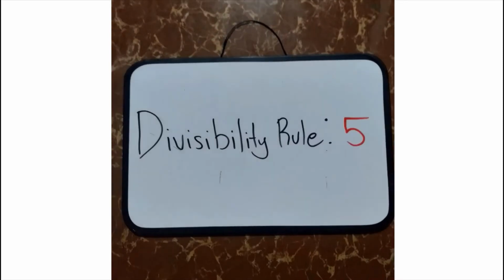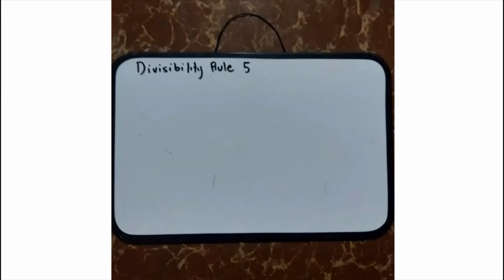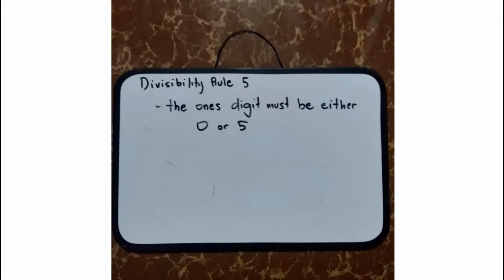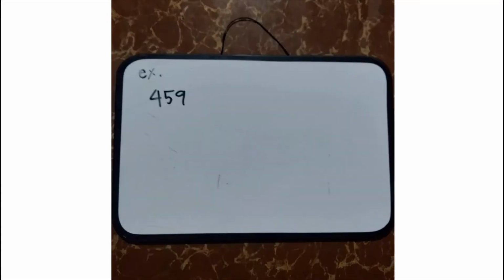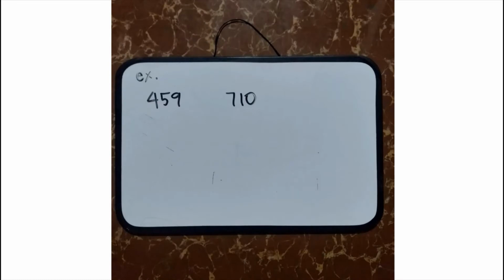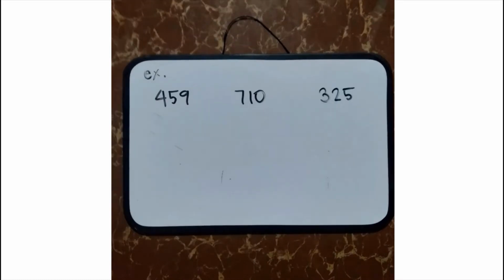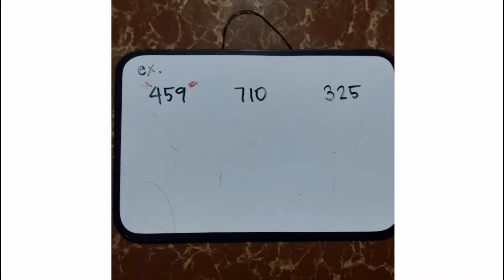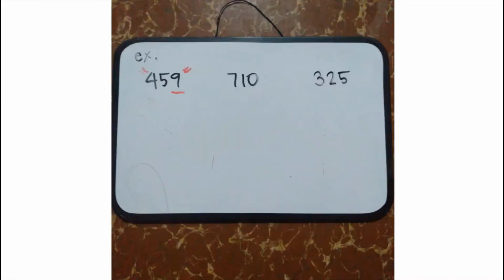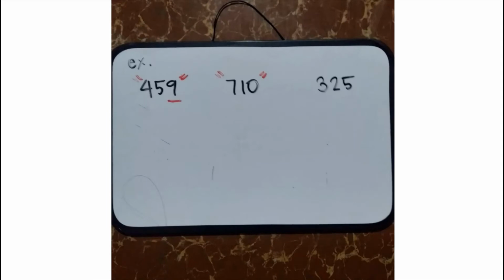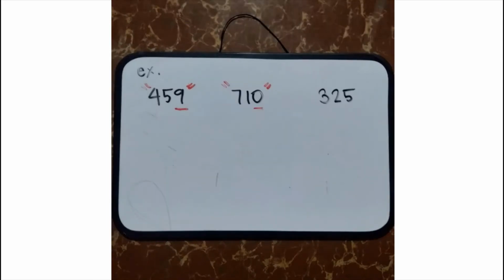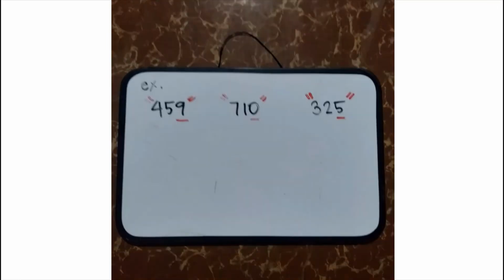Divisibility rule 5. If a number has a ones digit that is either 0 or 5, then the number is divisible by 5. Let's try multiple examples. 459, 710, and 325. Which of these numbers are divisible by 5? Well, let's look at the ones digit of the three numbers. 459. The ones digit is 9. 710. The ones digit is 0. 325. The ones digit is 5.